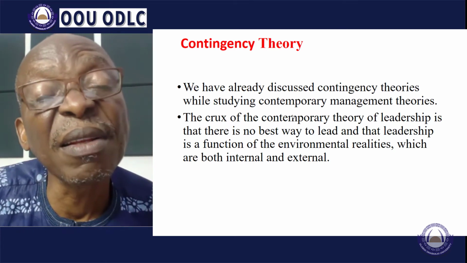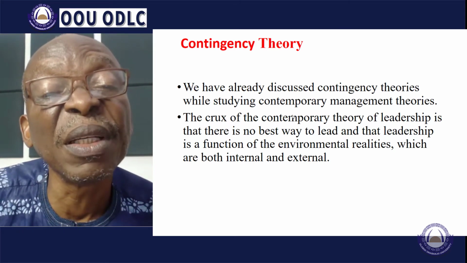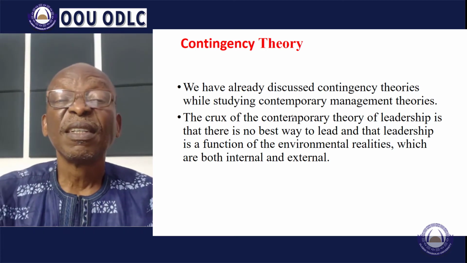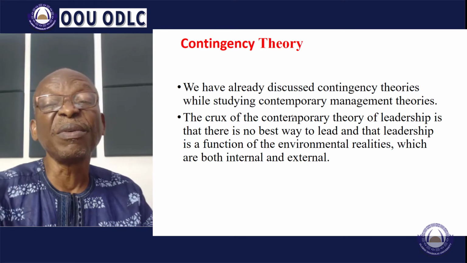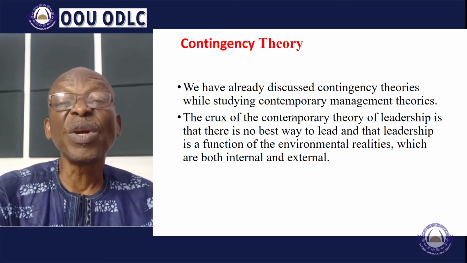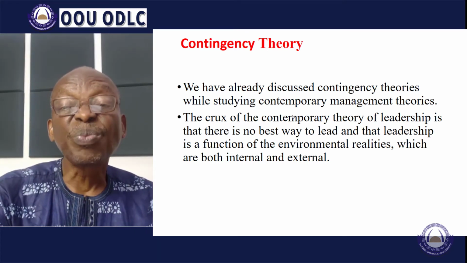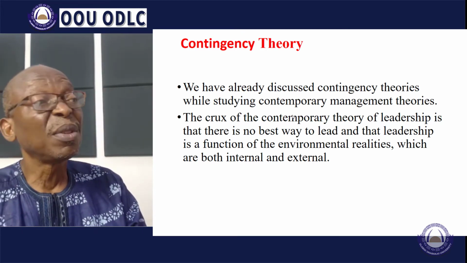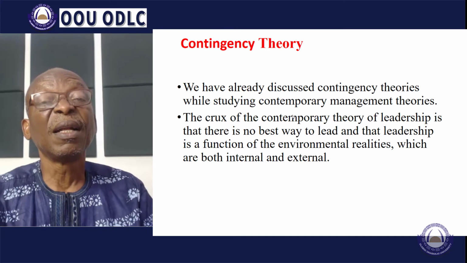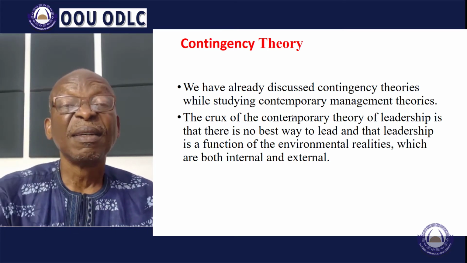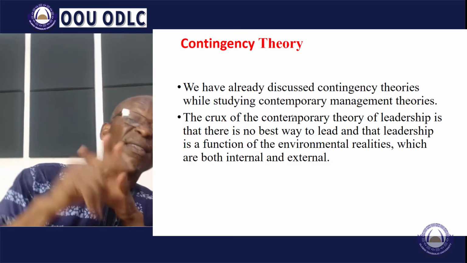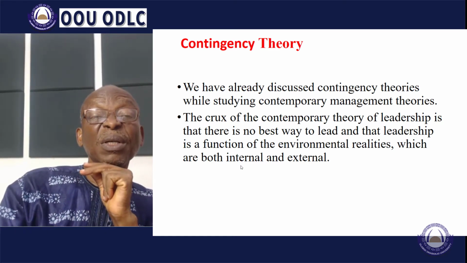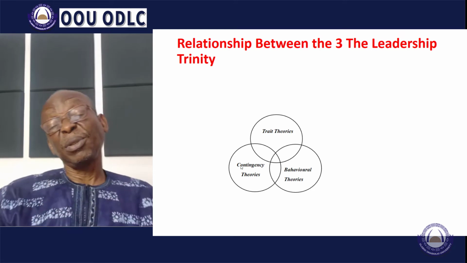Now we have already discussed contingency theory when we were discussing the contemporary theories of management. The crux of the contingency theory of leadership is that there is no best way to lead, and that leadership is a function of environmental realities, which are both internal and external. So we have trait, behavioral, and contingency, and these are what I call the classical theories.